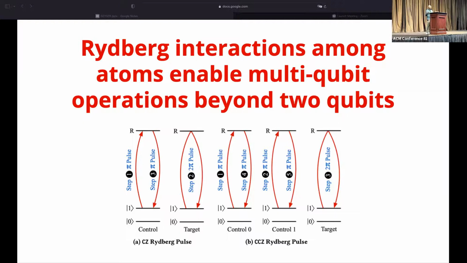For these pulses to take place, the atoms need to be within a certain interaction radius of the control and the target qubits. So as long as they're within this radius, they can interact with each other. If they're outside of this radius, they cannot interact with each other. But they're not directly connected, and they don't have to be immediate neighbors either.